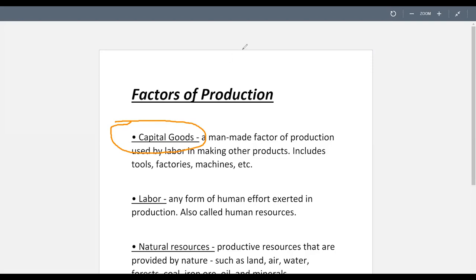Labor is something that you want to think of as having 2 components. Labor can be either human or it can be machine. And so labor is anything human or machine or human-run machines that go into the production of a good or service.